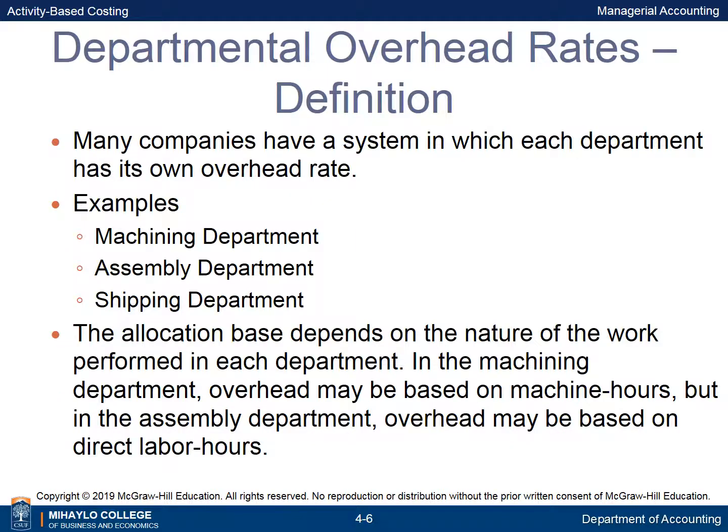Many companies use departmental overhead rates instead of a plant-wide overhead rate. The nature of the work performed in a department will determine the department's allocation base. For example, 1. Overhead costs in a machining department may be allocated using machine hours. 2. Overhead costs in an assembly department may be allocated using direct labor hours.